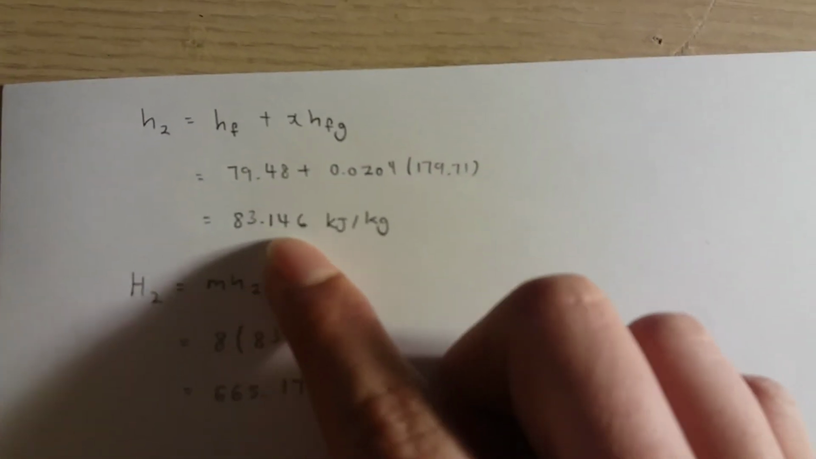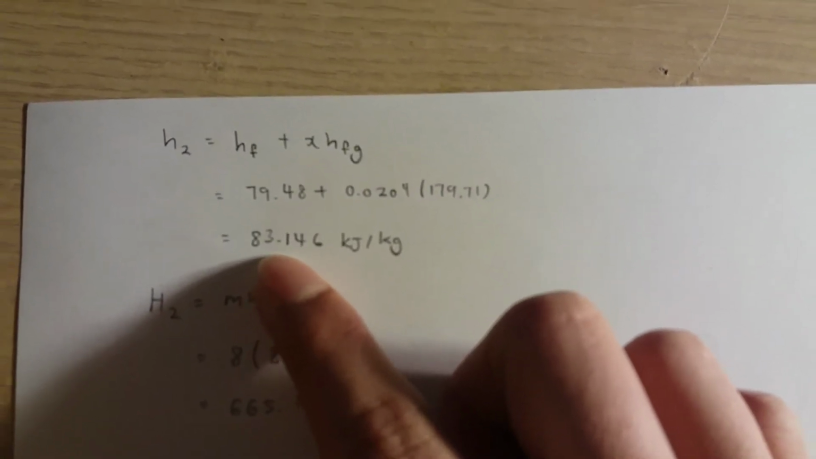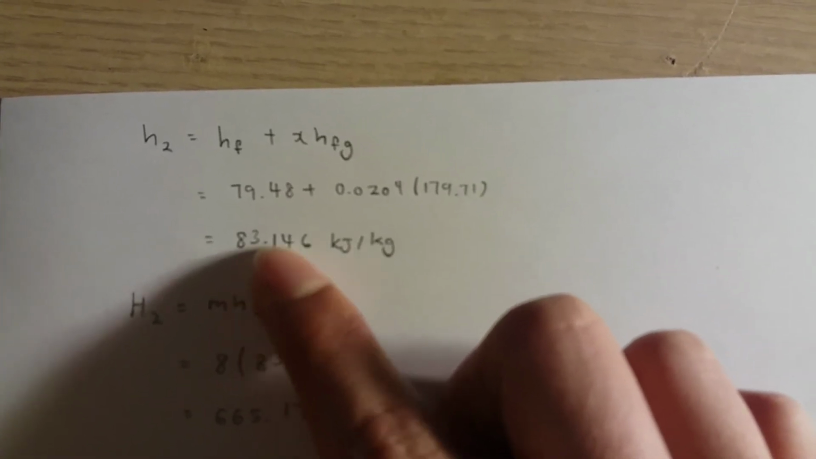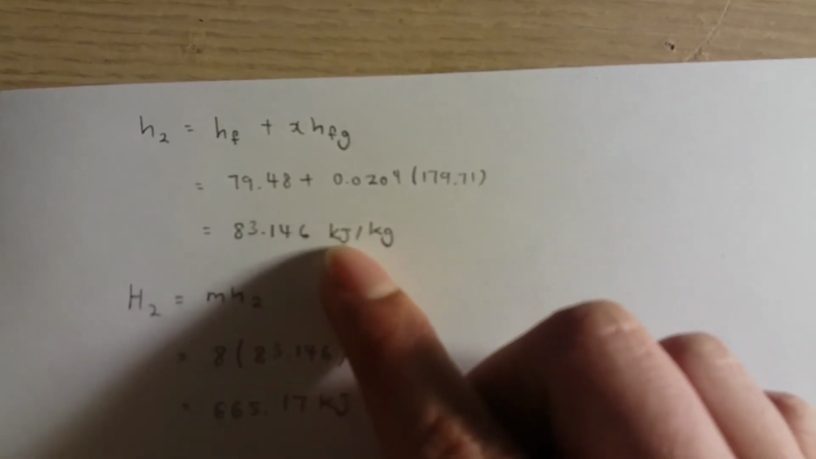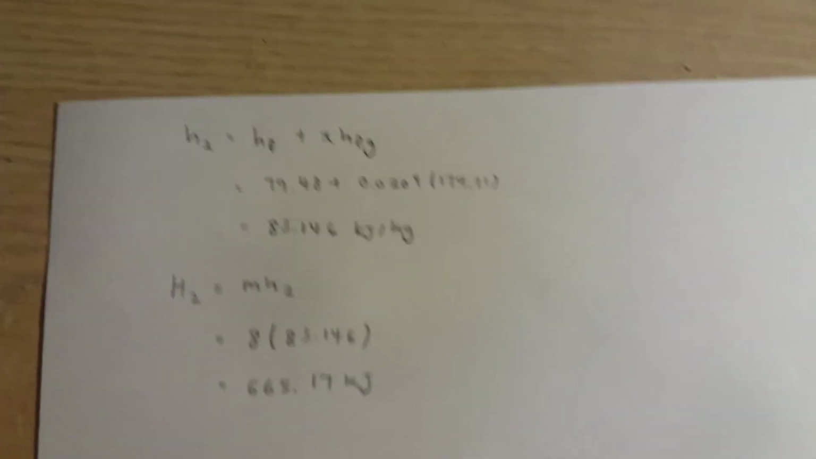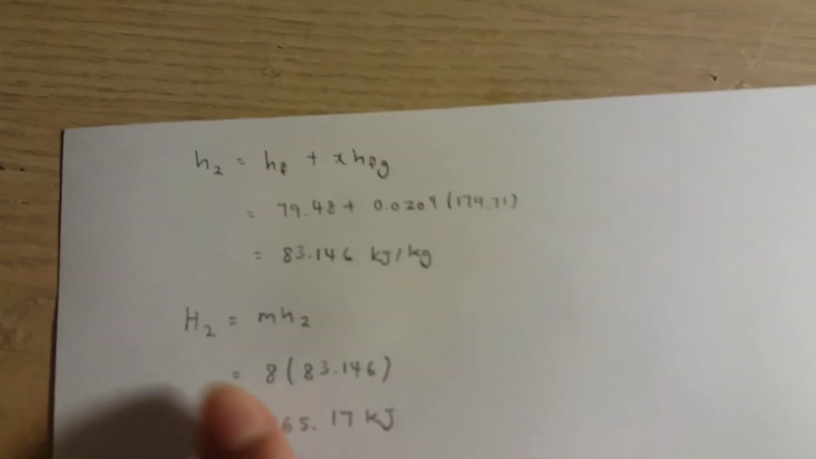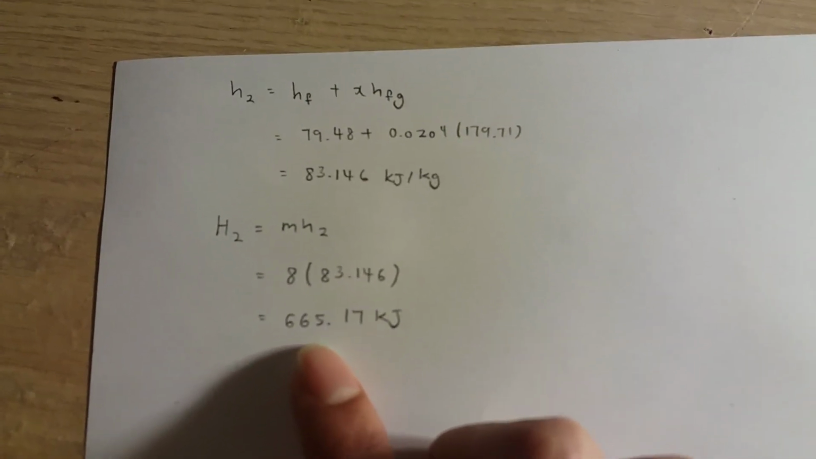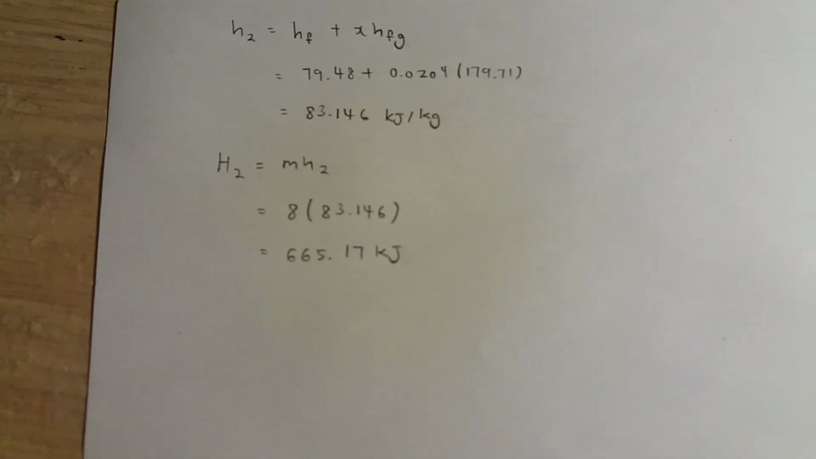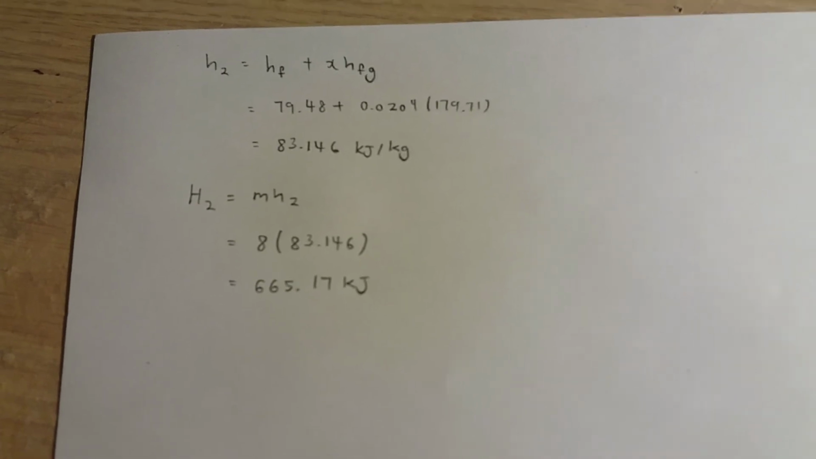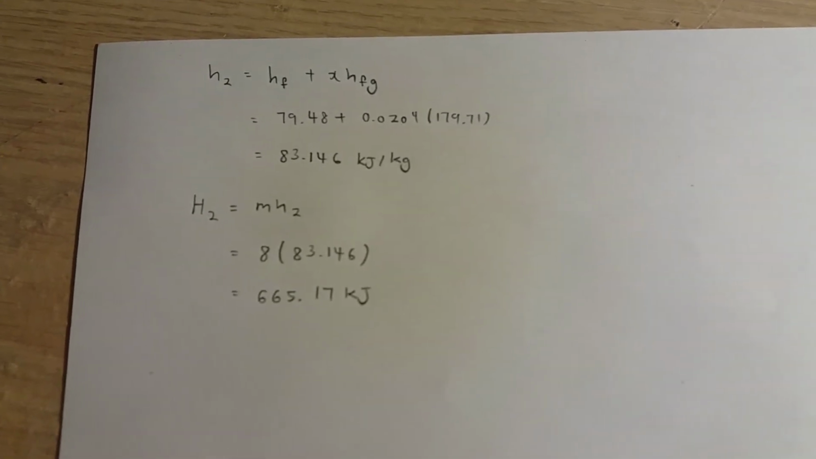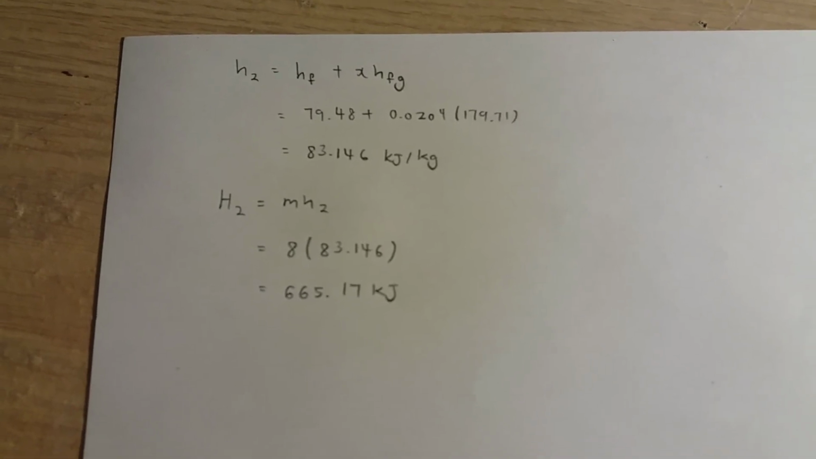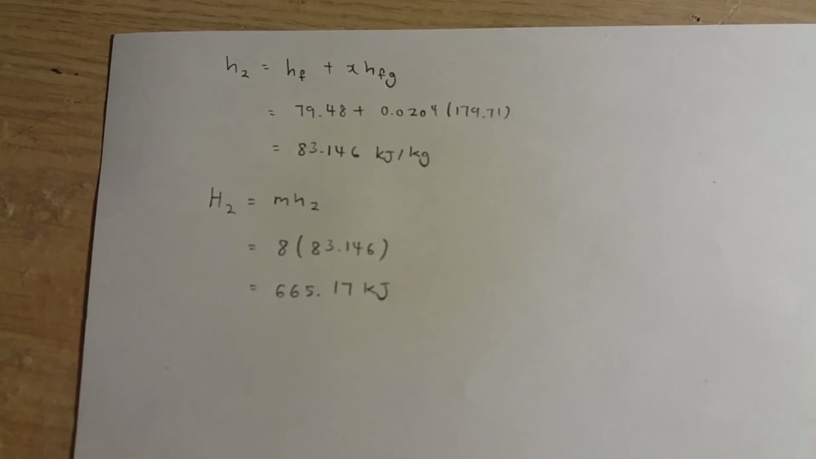Based on the concept, we found that the final enthalpy per kg is 83.146 kJ per kg. After that, using the same concept again, the answer is 66.17 kJ. So that's it. These are the solutions to the problem, which asked us to solve for two parts.